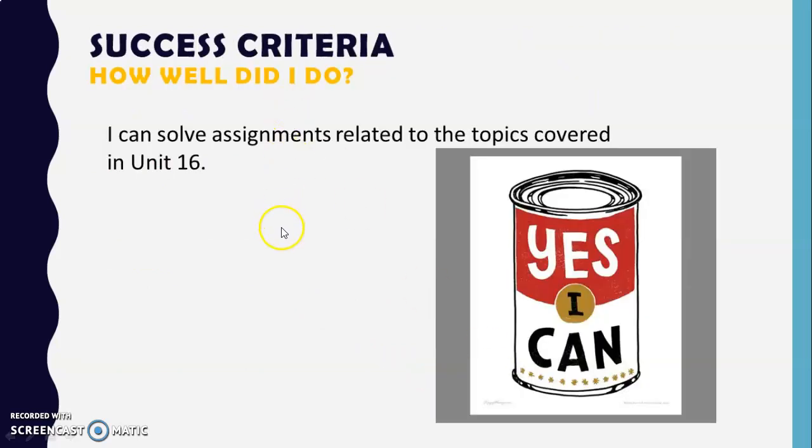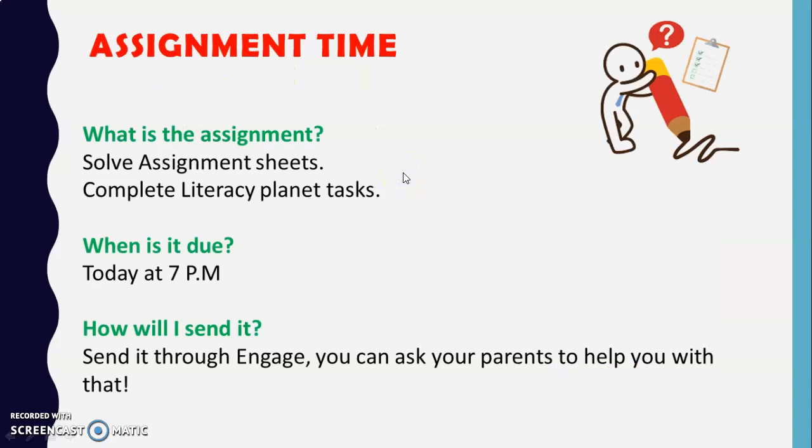This is your success criteria. I can solve assignments related to the topics covered in Unit 16. Your tasks, as we discussed, are that you need to solve the assignment sheets and complete the Literacy Planet tasks.